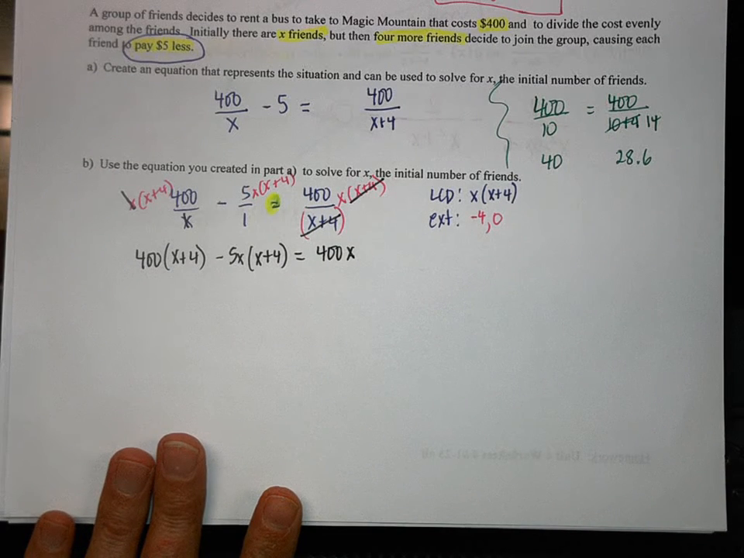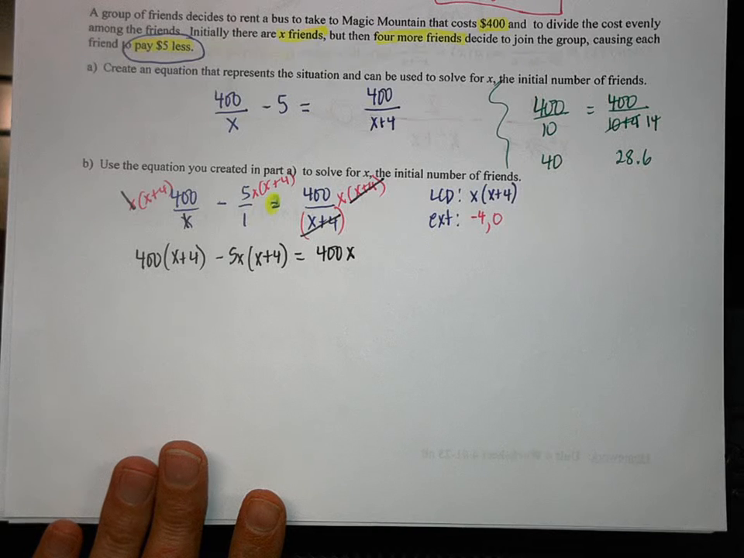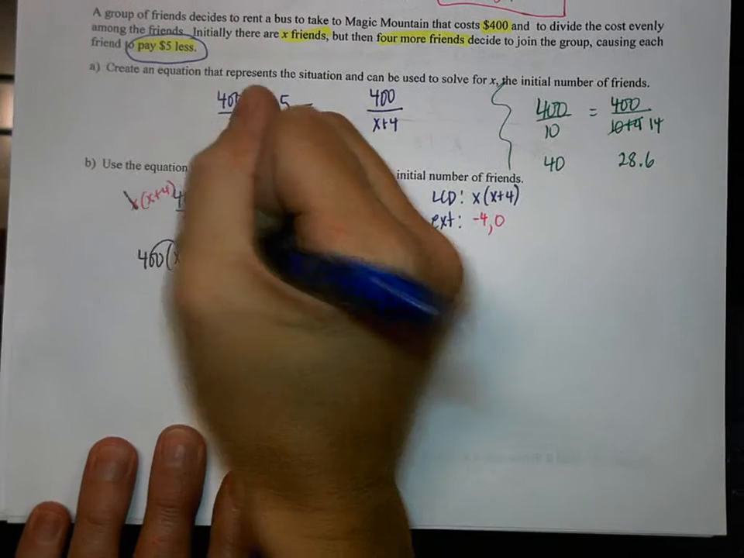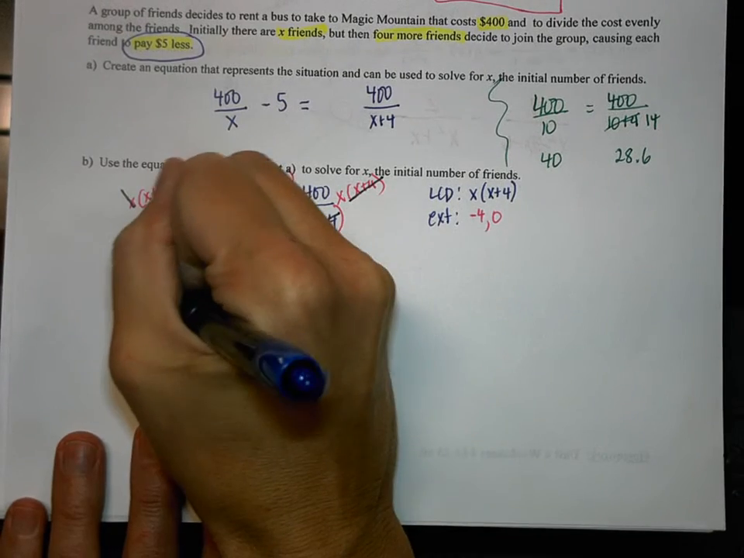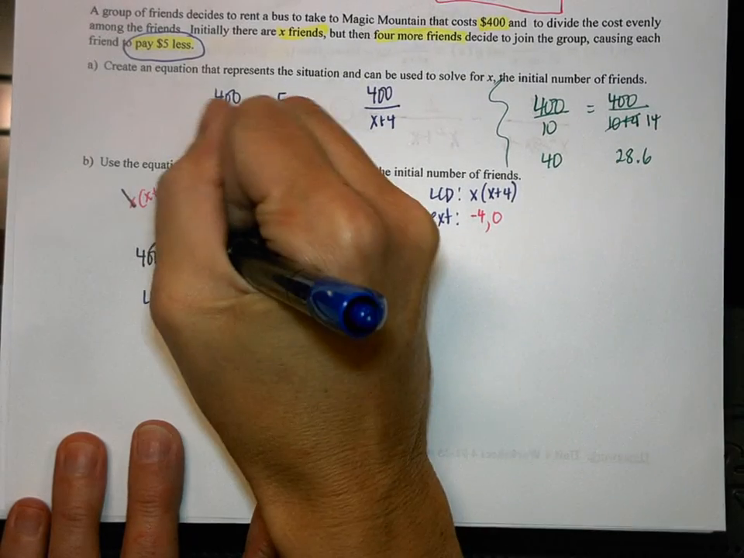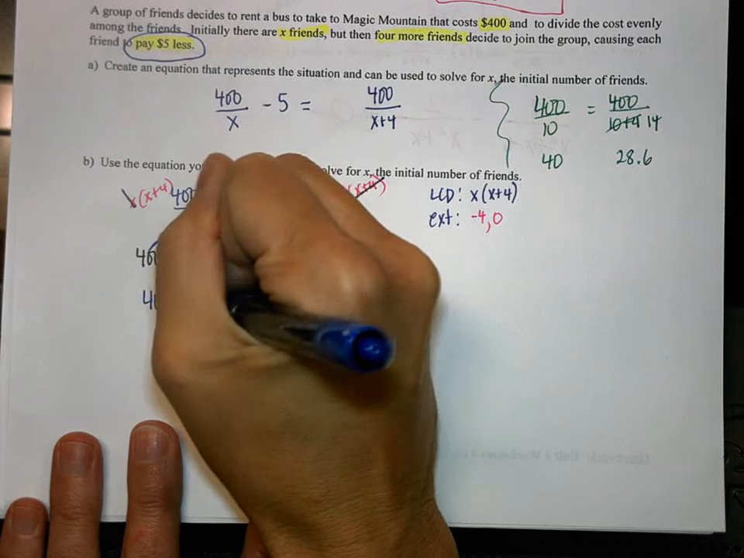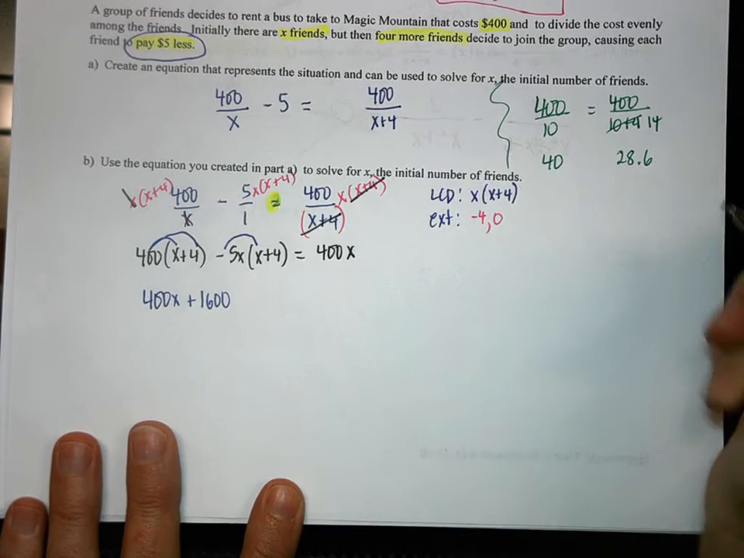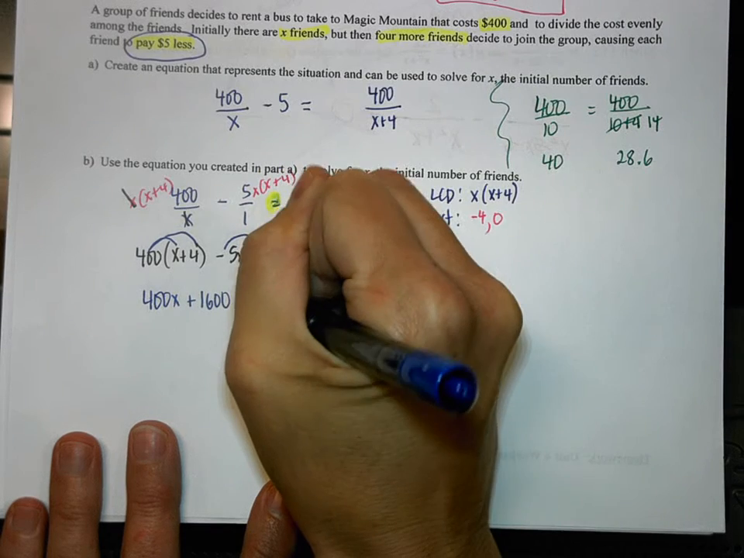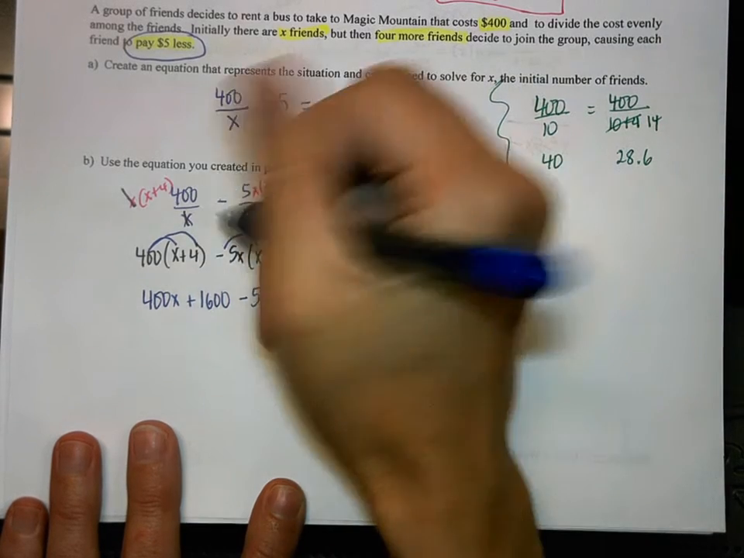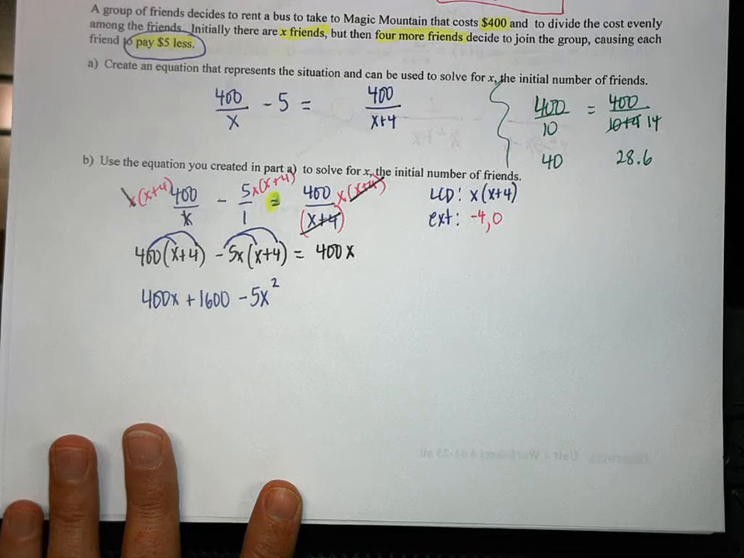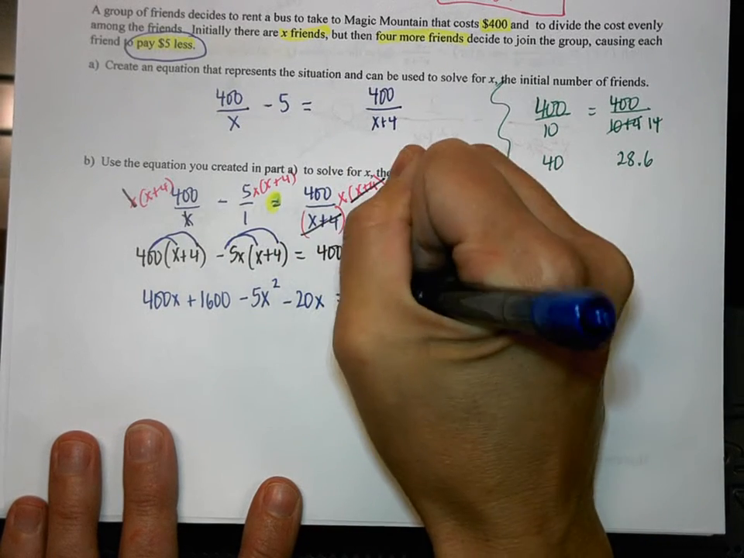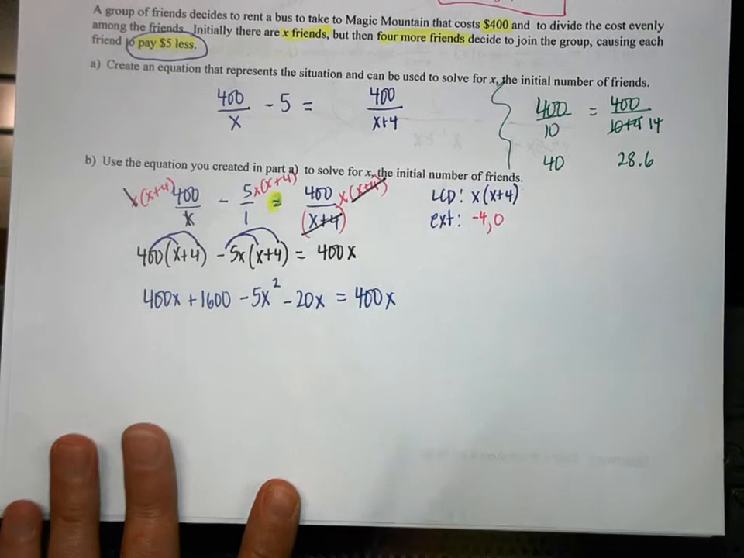Okay, so now we want to solve for x, so we're going to start by simplifying. Okay, and so we will distribute, and 400 times x is 400x. 400 times 4 is, good. Minus 5 times x is minus 5x squared, good. Minus 5x times 4 is negative 20x equals 400x.